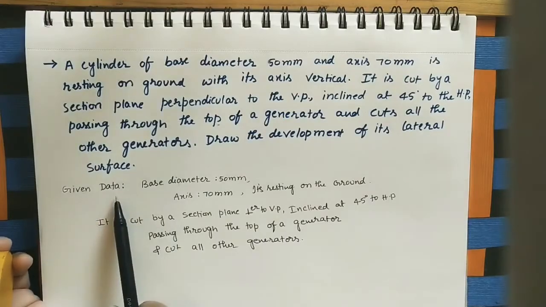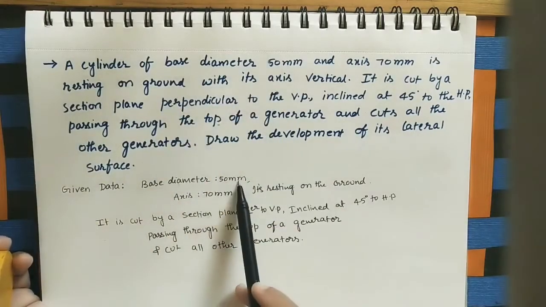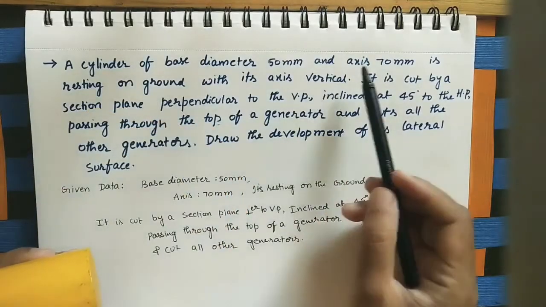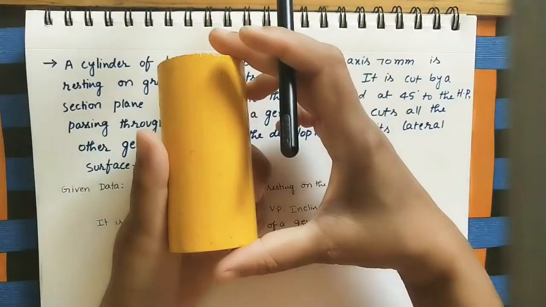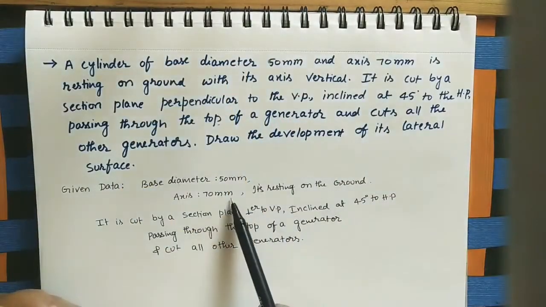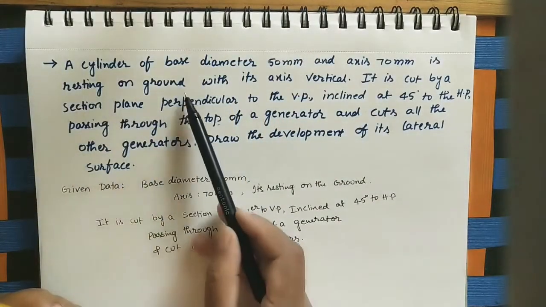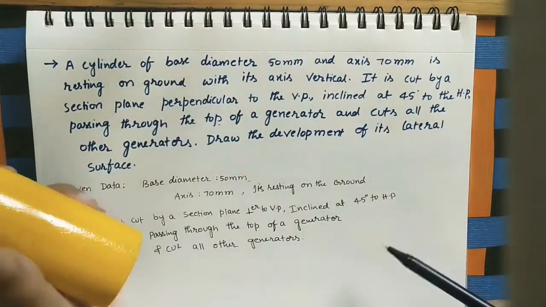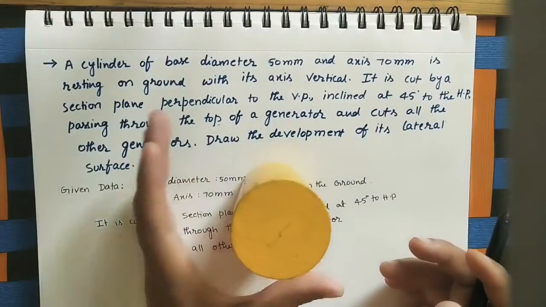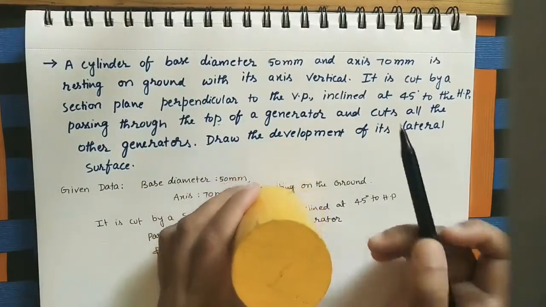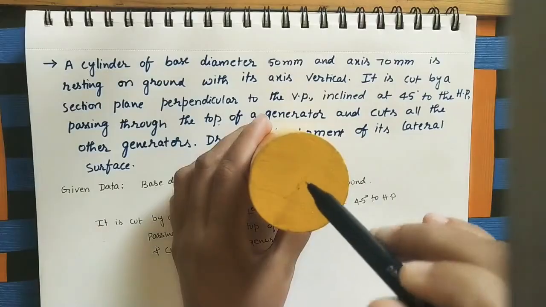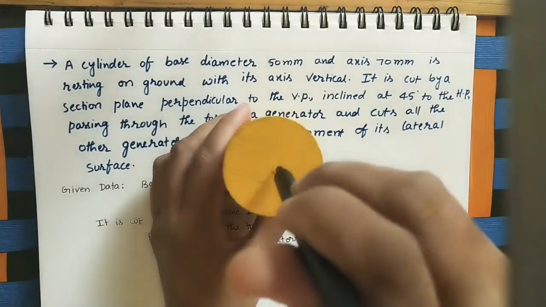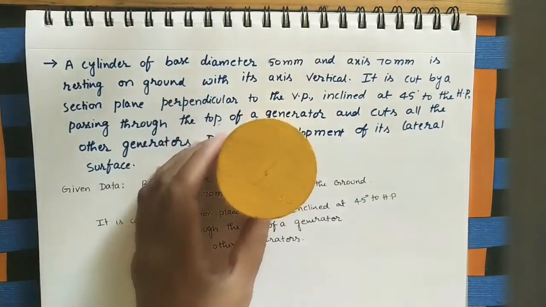Initially write the given data. Here base diameter is 50 mm. This is the base and this diameter is 5 cm and the axis is 70 mm. Axis means height of the cylinder is 7 cm. Then the base is resting on the ground. Here ground means, let us assume it is the horizontal plane. This is the base, resting on the horizontal plane like this. And then axis is vertical. Axis means the imaginary line passing through the center. This axis is vertical, so it is like this. The position of the cylinder is like this.